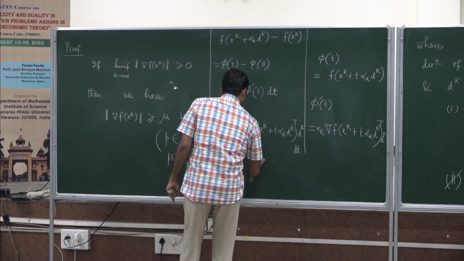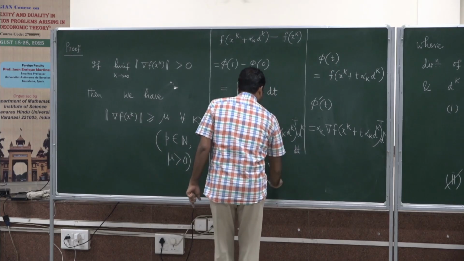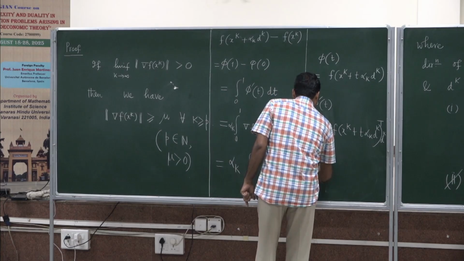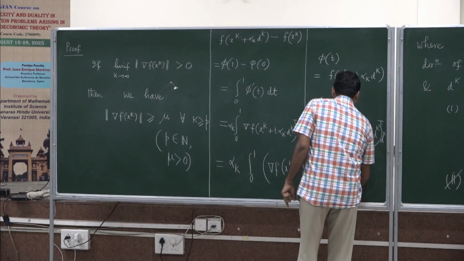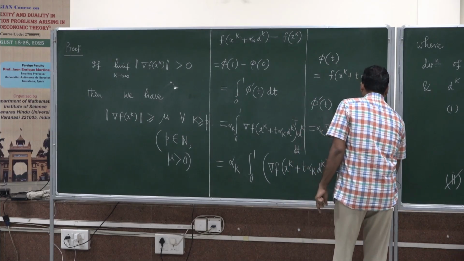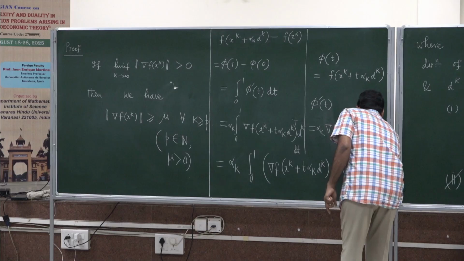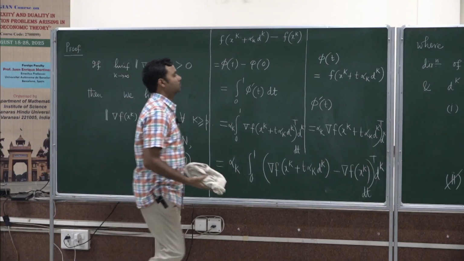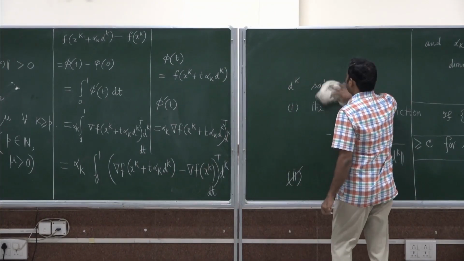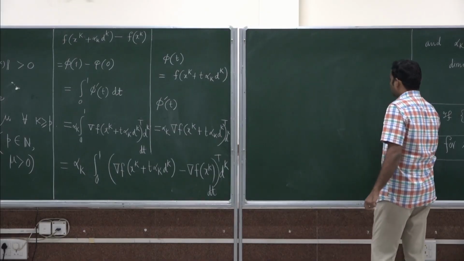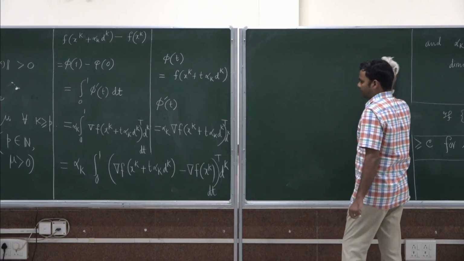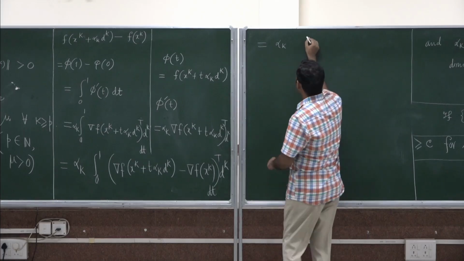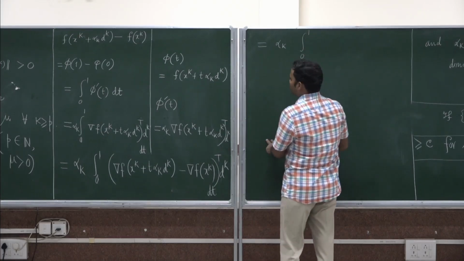And then we exploit the Lipschitzness of gradient of f. For that we subtract and add the term gradient of f(xk) transpose dk dt, and it will now give us alpha k times the integration from 0 to 1 of this portion.